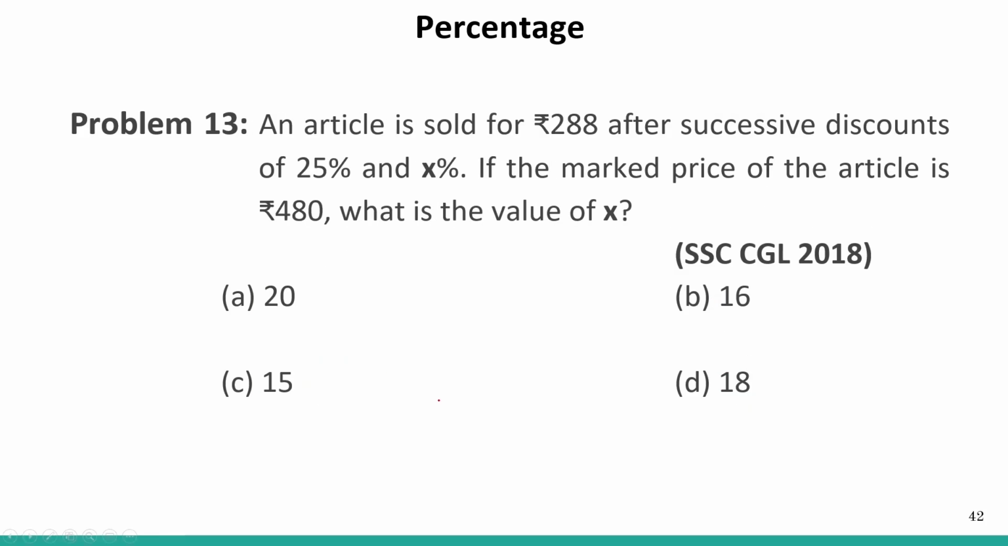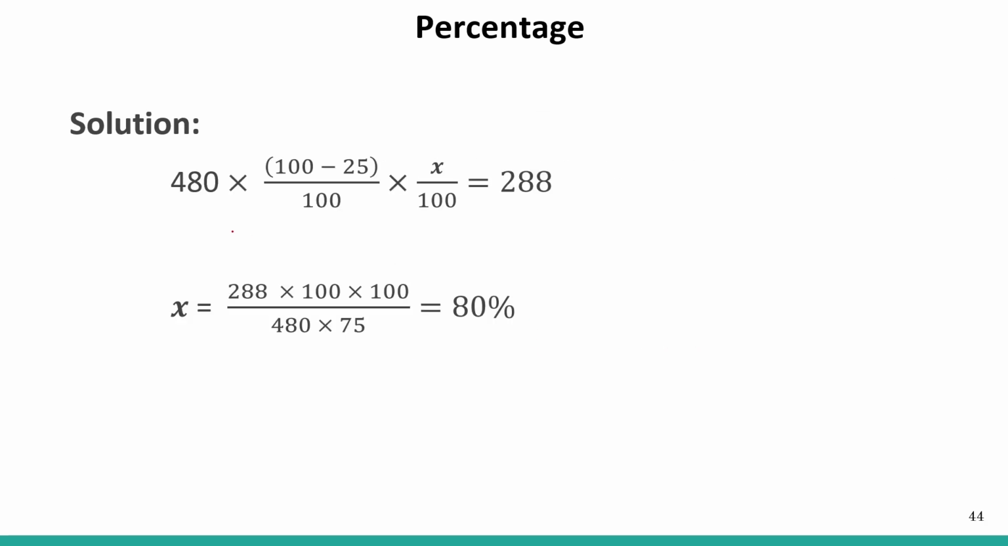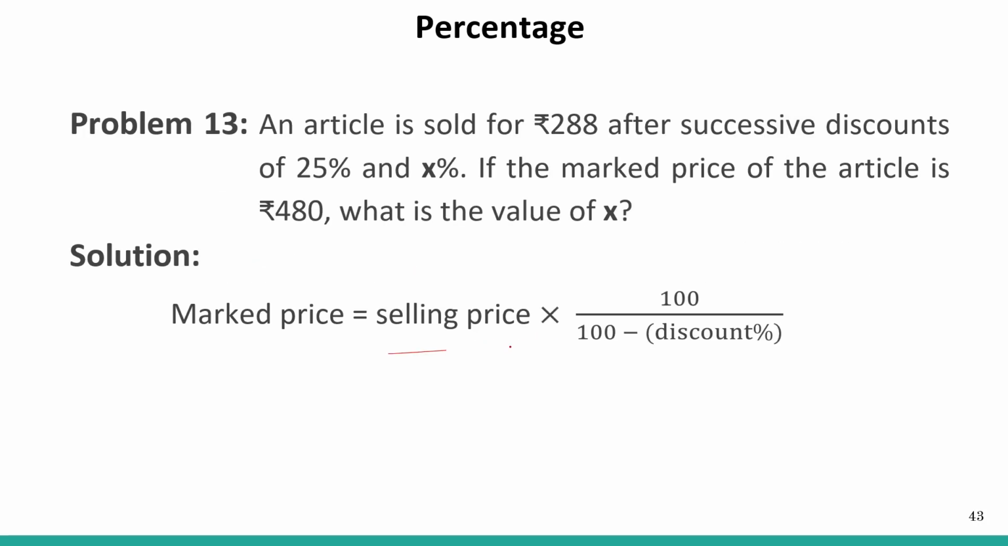Let's see problem number 13. An article is sold for 288 after 2 successive discounts of 25% and X%. If the market price of the article is 480, what is the value of X? So let's find out the value of X. Mark price is equal to selling price into 100 by (1 minus discount percentage). So 480 into (100 minus 25) by 100 into X by 100 is equal to 288. So X is equal to 288 into 100 into 100 whole by 480 into 75. So 80%. The correct option here is 80%.